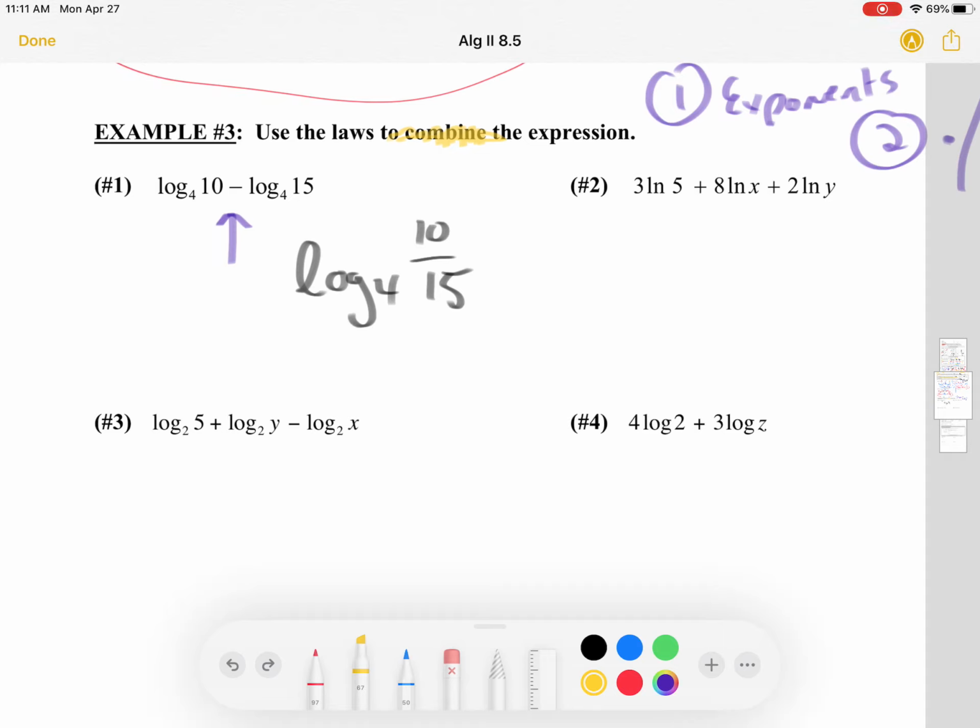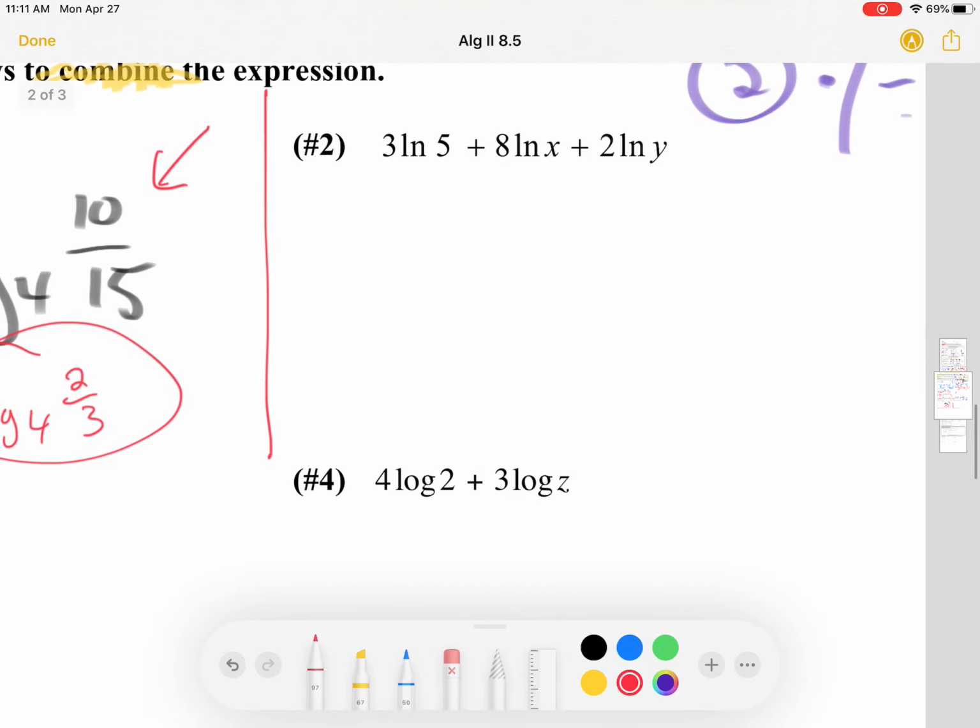Okay, but now what you can do is you can reduce this fraction. 10 over 15, divide them both by 5, you get log base 4 of 2 over... 15 divided by 5 is 3. Log base 4 of 2/3. Okay, on to number 2.